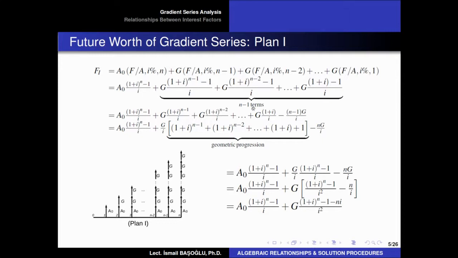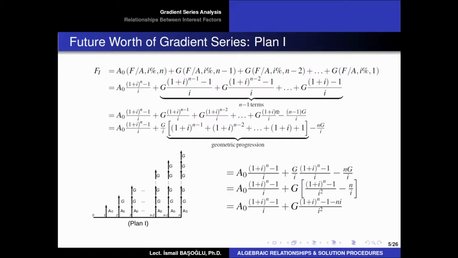And how many components do we have here? We have n-1 terms, right? Starting from here until here, we have n-1 components. And in each component, we have minus G over i. Therefore, we basically calculate all of these minus G over i's for n-1 times in a single step and add it at the end of this function. And for everything else, we have G times (1 plus i) to the power n-1 over i, and so forth. So the power of 1 plus i is decreasing 1 by 1 until it becomes 1.